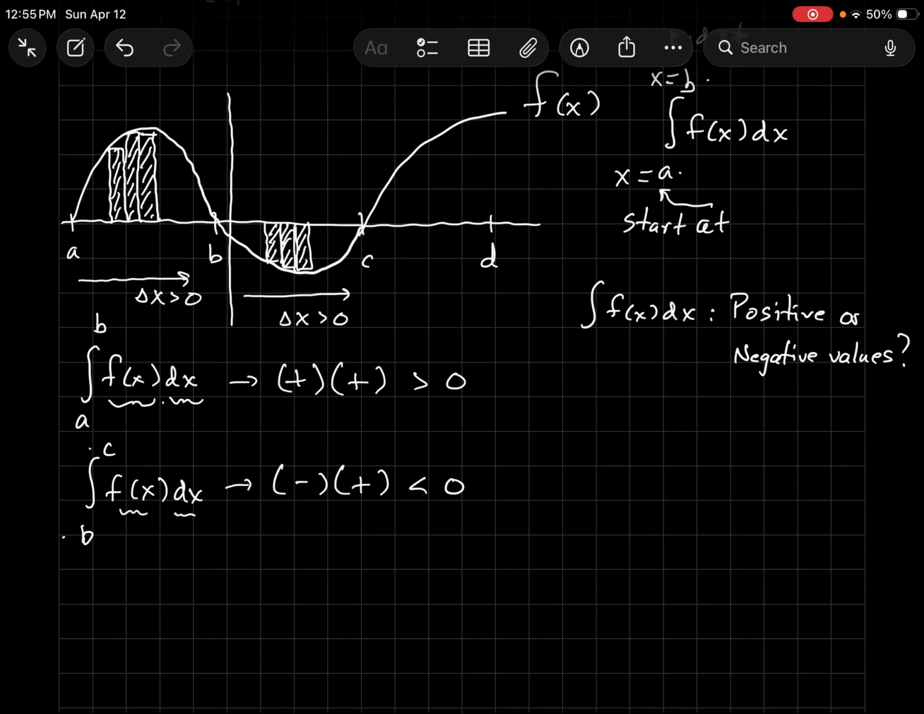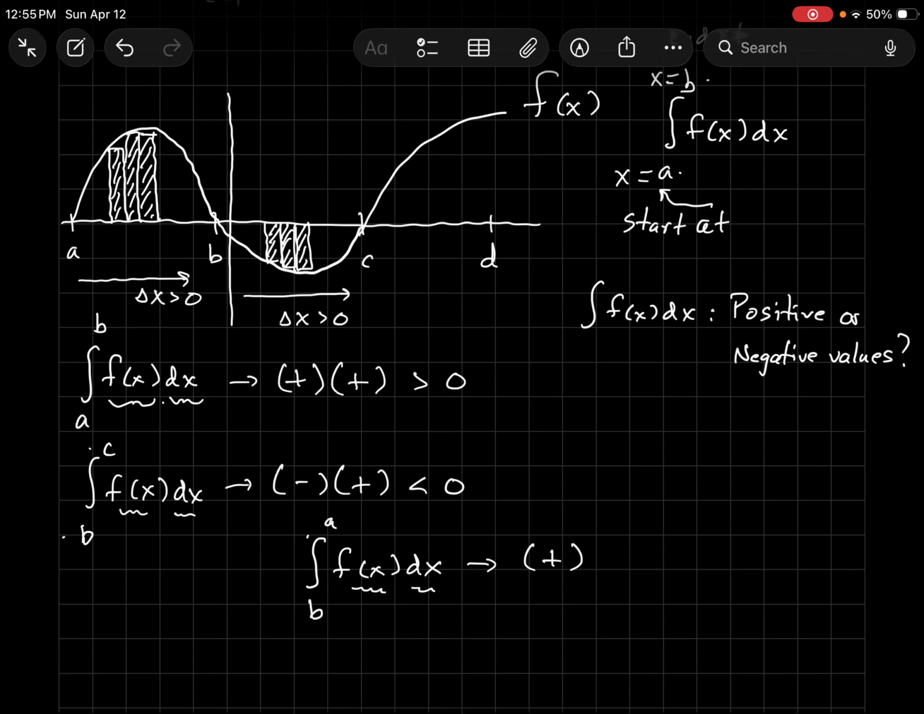What if instead we wanted to go from b to a of f of x dx? Always remember, we're multiplying two things together, function value times delta x. That's one small rectangle, and the integral says let's add all of them together. Well, on the interval a to b, we already know that our y, our function values, are greater than 0.